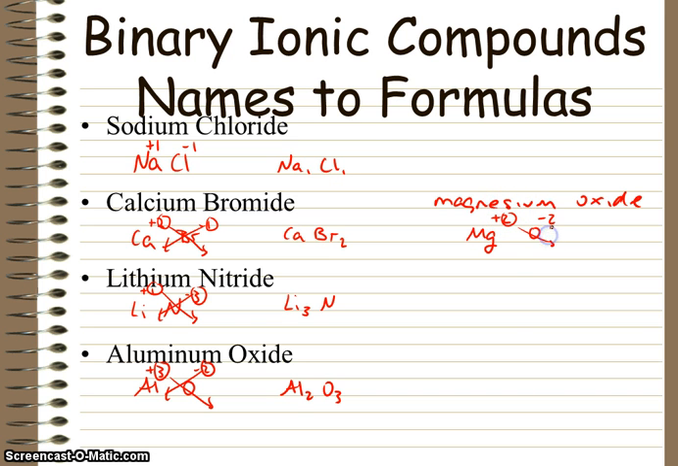We're going to crisscross those numbers, and if we did that, we'd get Mg2O2. But when we write binary ionic compounds, these numbers are going to be in the simplest ratio. So we can simplify 2 to 2 into 1 to 1. Our formula is going to be MgO. We have 1 magnesium that's losing 2 electrons, and 1 oxygen that's gaining 2 electrons.